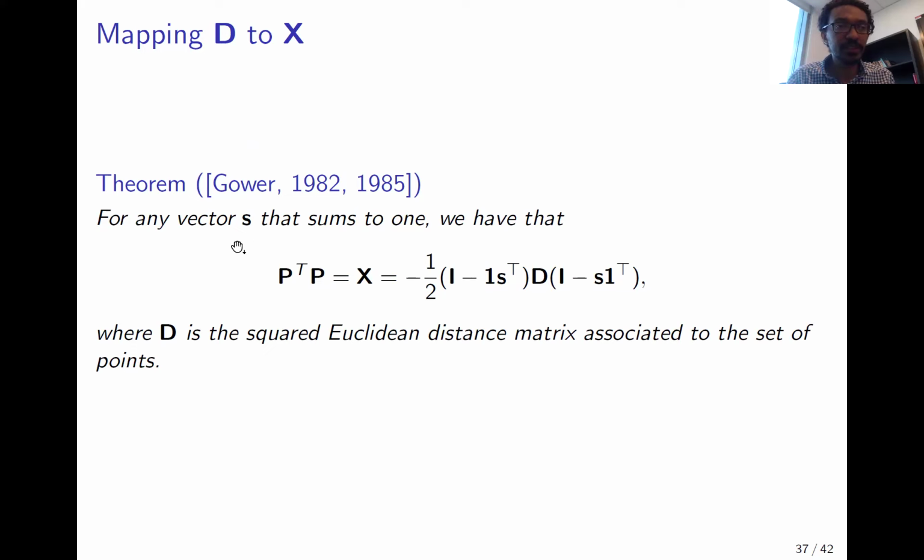For any vector S that sums up to 1, you can relate the distance matrix to a Gram matrix in this fashion, and this S will be a different centering parameter. The standard one we did earlier was when S was 1 over n times the all-ones vector, which takes us to the standard classical MDS formulation. But in practice, there is no restriction on S. As long as S is a vector that sums up to 1, we can relate the squared distance matrix to the Gram matrix.